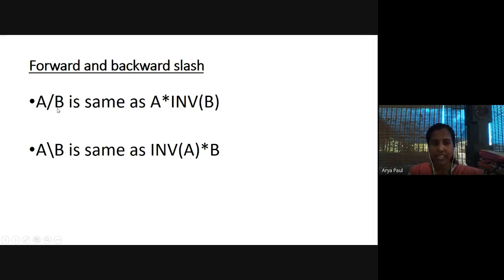The real matrix division, not element by element division. For element by element division, you need to insert a dot operator here: A dot slash B. This is not element by element. This is the real matrix division. So please understand that.